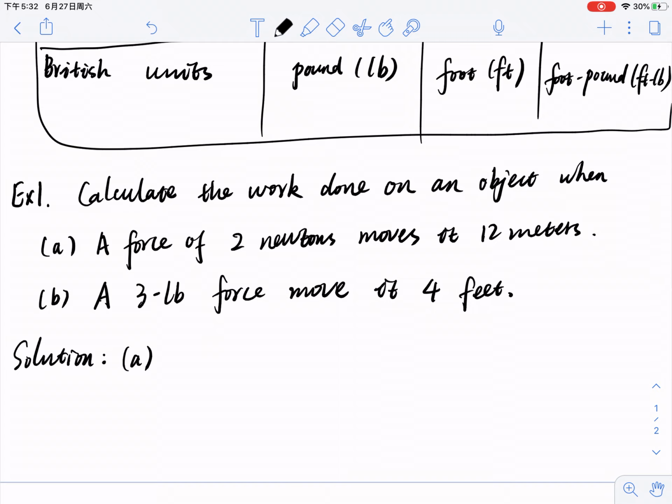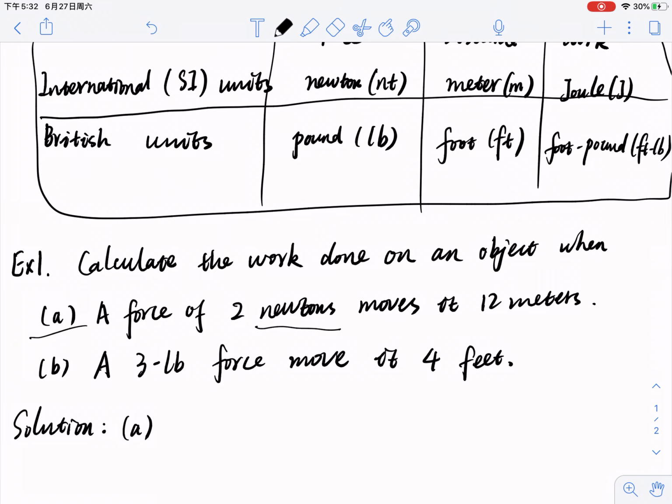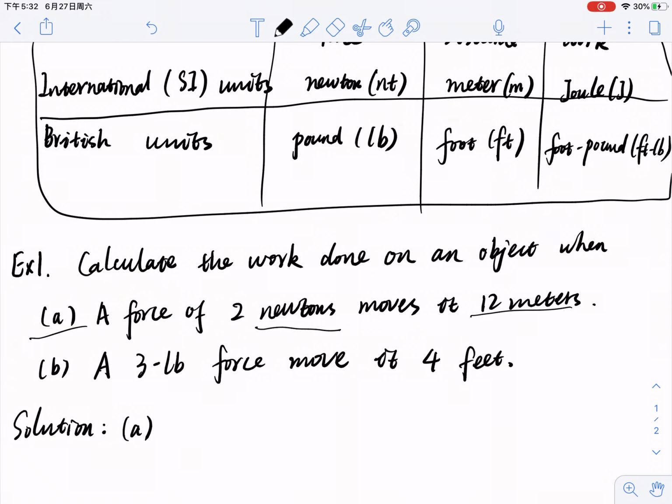So we first look at question A. A force of 2 newtons moves it 12 meters. So this uses the international units. By the formula of work, work done is equal to force times distance. So it's 2 newtons times 12 meters. This is 24 joules.